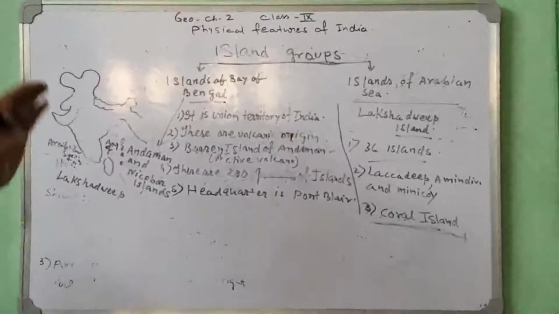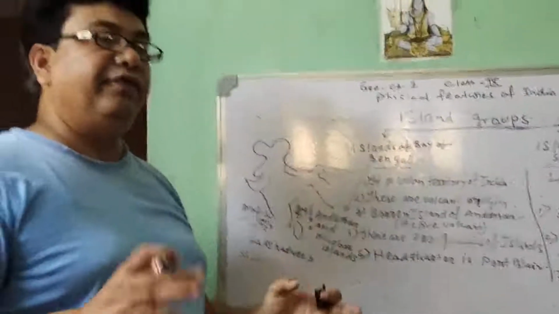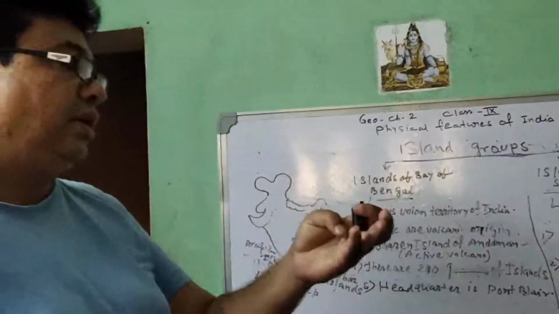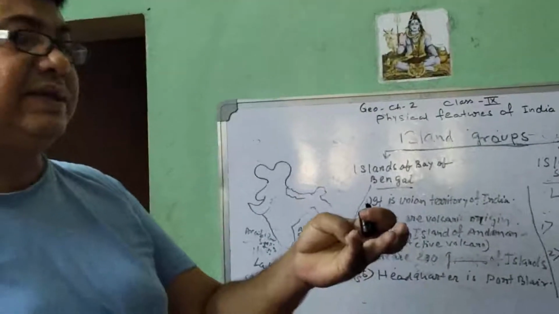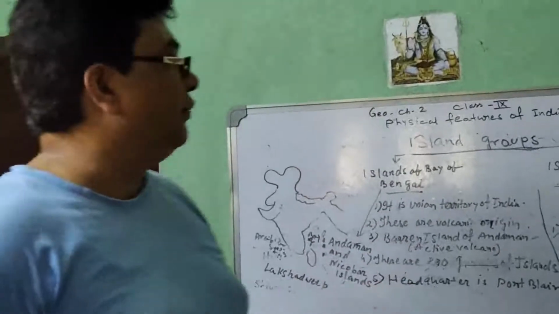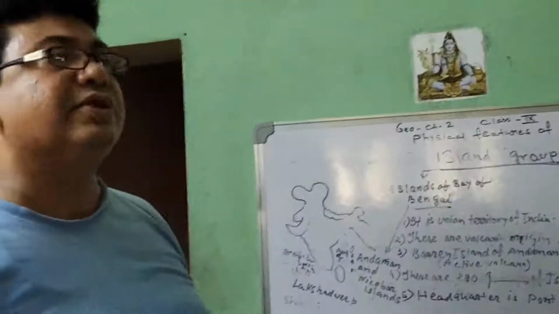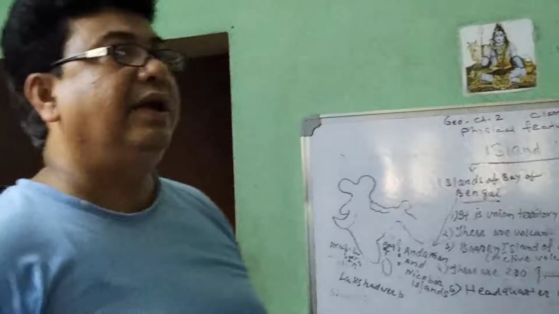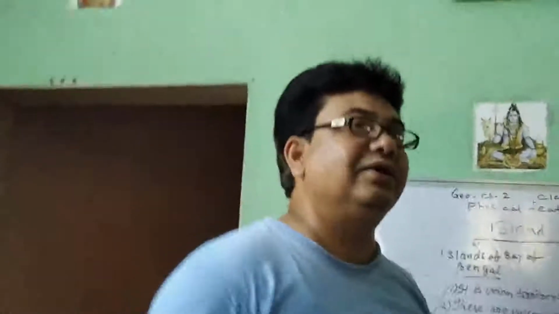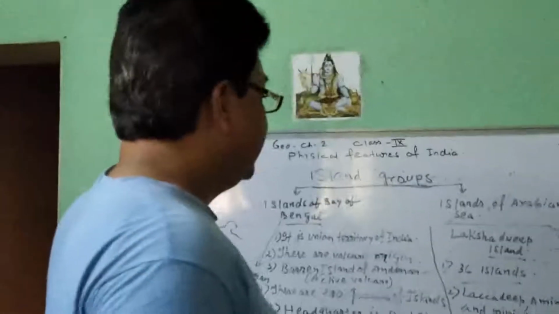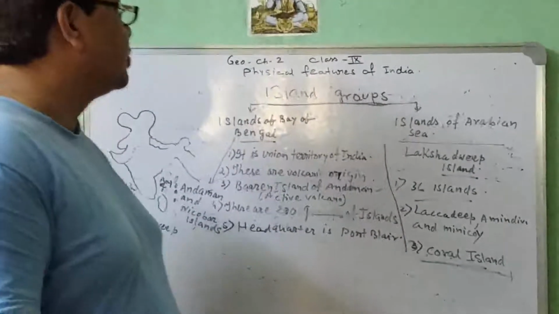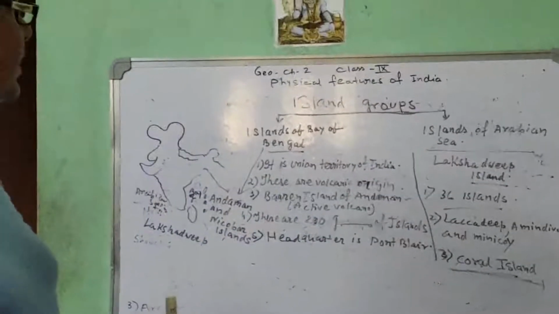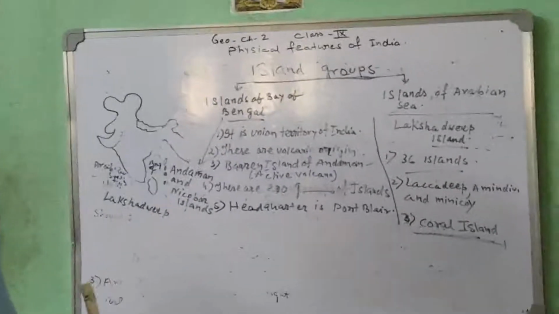So what have we discussed in this video? The northern plains, the Himalayan regions, the coastal plains of India, then the peninsular plateau and island groups. So many groups of physical features of India have been discussed today. I think you can understand them better.